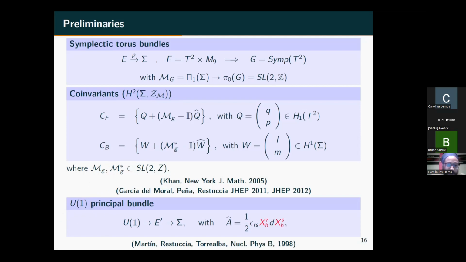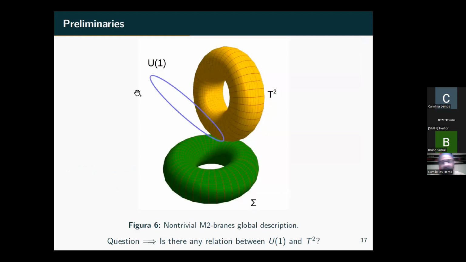Moreover, the central charge condition implies the existence of a U1 principal bundle, which is non-trivial on the worldvolume of the theory. And it can be seen that this is related to the connection that I showed you in the previous slide, which is written in terms of the harmonic sector of the embedding map to the compact sector, okay? Therefore, the picture of this M2 brane can be seen like this. This is the torus of the worldvolume, this is the torus of the target space, and this is the U1 principal bundle related to the flux condition, or equivalently to the central charge condition.